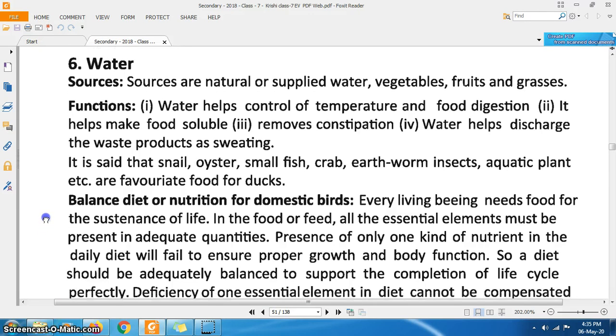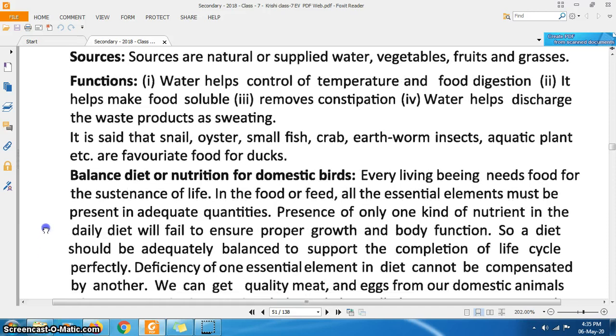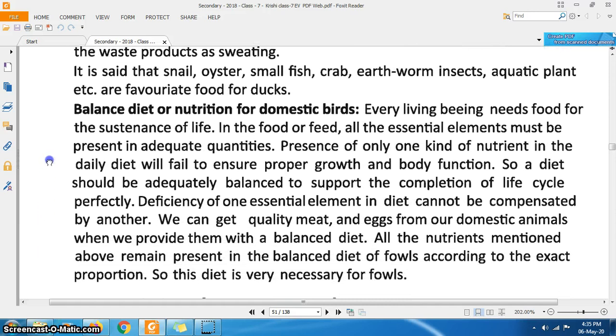It is said that snail, oyster, small fish, crab, earthworm, insect, aquatic plants, etc. are favorite food for dogs.